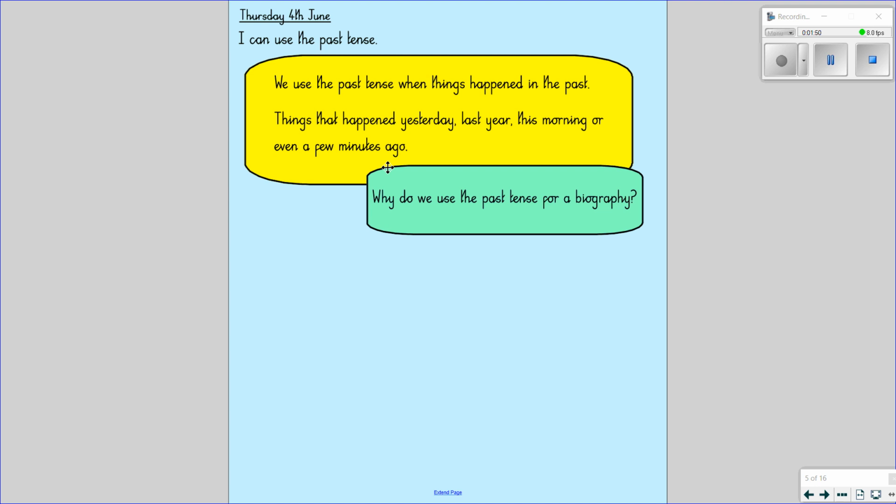Well, it's because we're talking about a person's life from when they were born up to the point that they are now, or up to the end of their life if they've died. So it's mainly looking back at their lives in order, so it will be written therefore in the past.